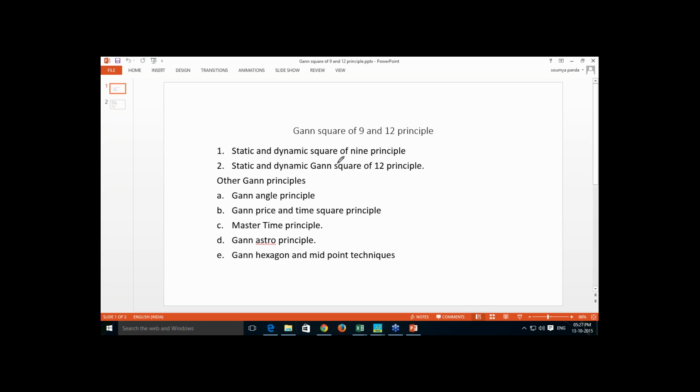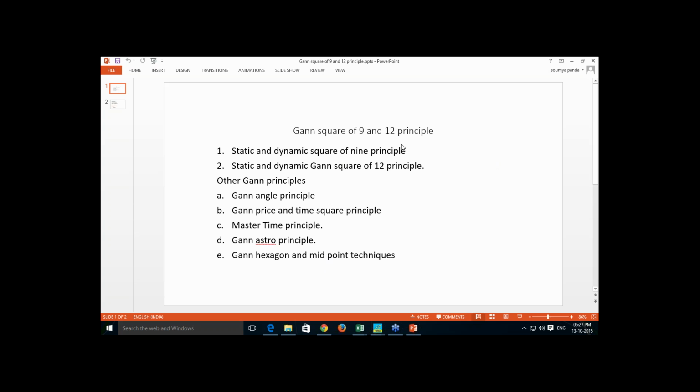Then there is a principle called the Gann astro principle, where he has told about the solar angles and lunar angles. Based on those principles also you can do some forecast. It is a little difficult. Then you have the Gann hexagon principle, midpoint principle, and Gann zero angle principle. These principles are based on complex geometrical objects like hexagons, pyramids, and triangles. So complex geometrical principles are there. This entire thing completes your Gann study.